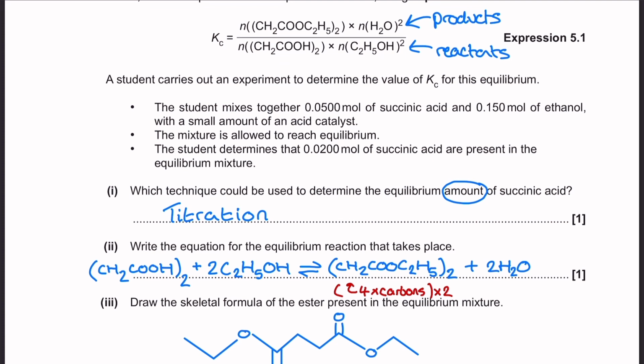I do get people suggesting sometimes that you could use things like an oxidation and things like that. We're looking for amount here. We're looking for something that quantifies components of a mixture. And we've been told that it's an acid. You know it's going to be a titration.